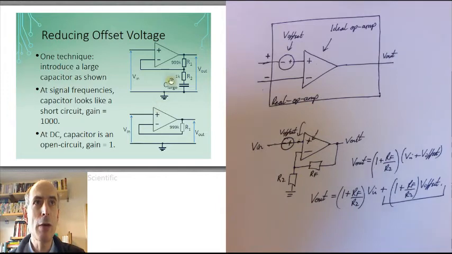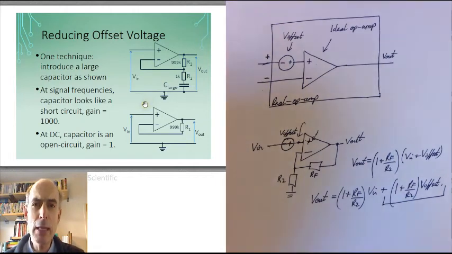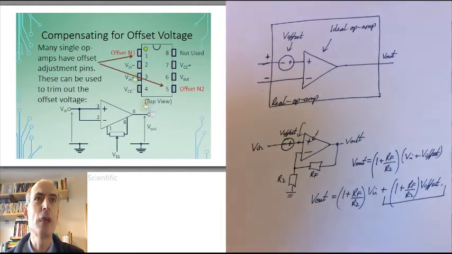So we have a circuit here with a gain of 1000 at all of the frequencies that we're interested in, but a gain of 1 at DC. So it doesn't amplify up the offset voltage, but it does amplify up our signal. But again, you can only use this technique if you're trying to amplify signals which do not extend all the way down to DC.